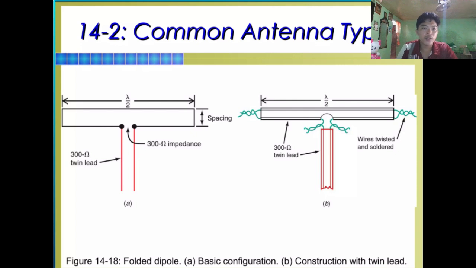This figure shows the folded dipole. In picture A, the basic configuration has a 300 ohm twin lead and 300 ohm impedance, with a length of lambda over 2 and a spacing. In picture B, the construction uses a twin lead, the same, but with the wires twisted and soldered.